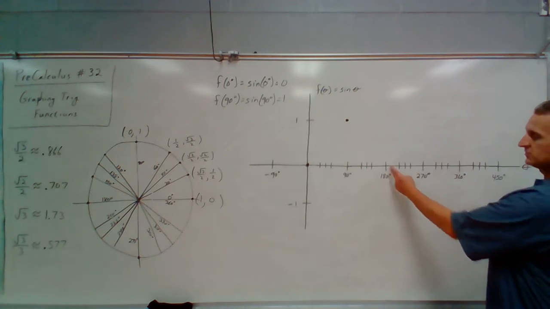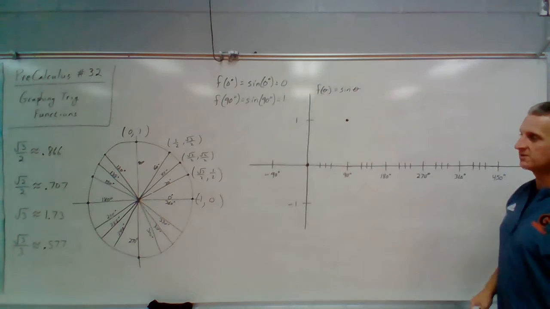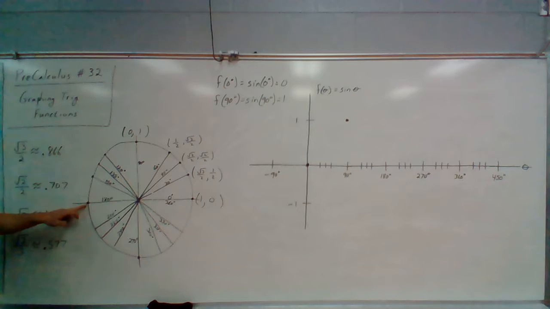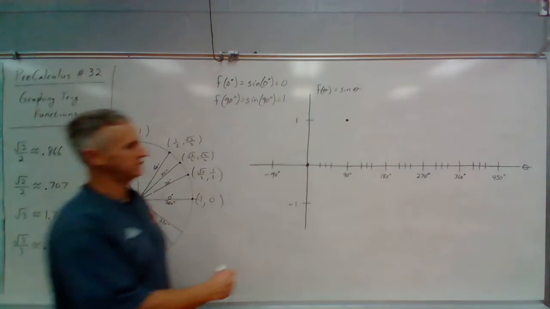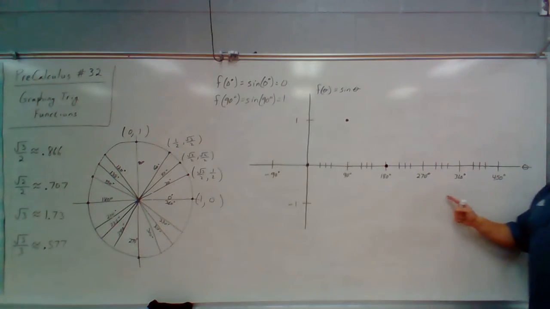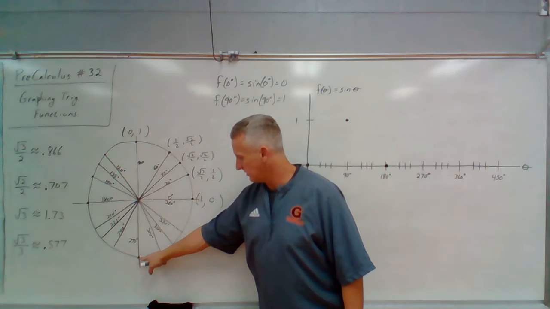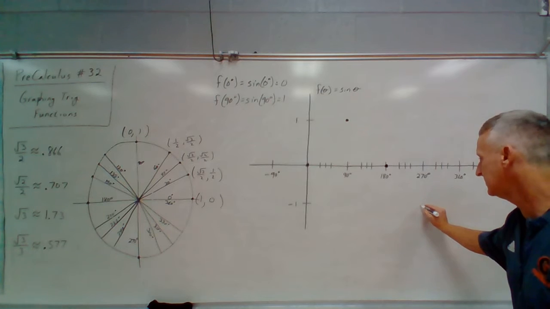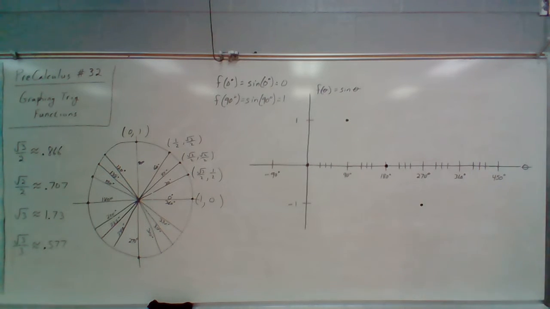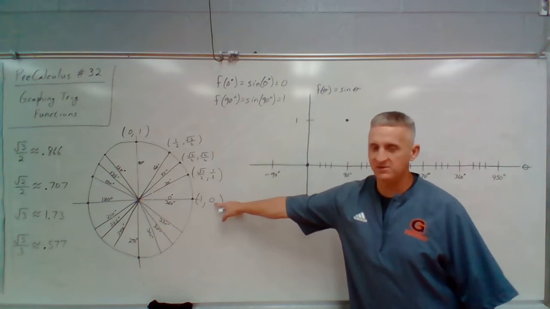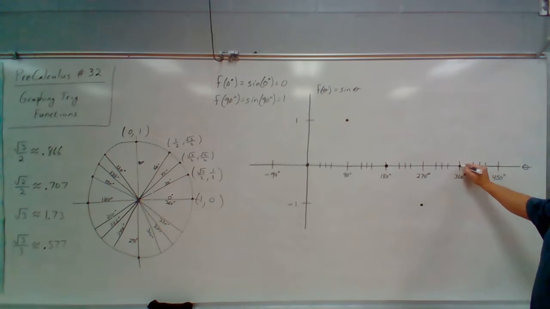All right, let's plug in 180 degrees. So the sine of 180 degrees, we'll look at 180. Of course, the y value of this point is 0, so we'll plot that point. All right, 270 degrees. So we're looking here on the unit circle. The y value of this point is -1. So the sine of 270 is -1. All right, 360 degrees. So 360 degrees is all the way around the circle. The y value of that point is back to 0.